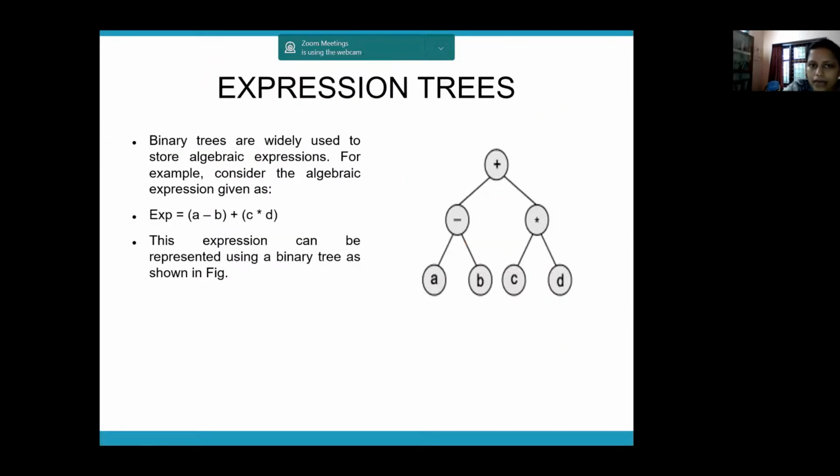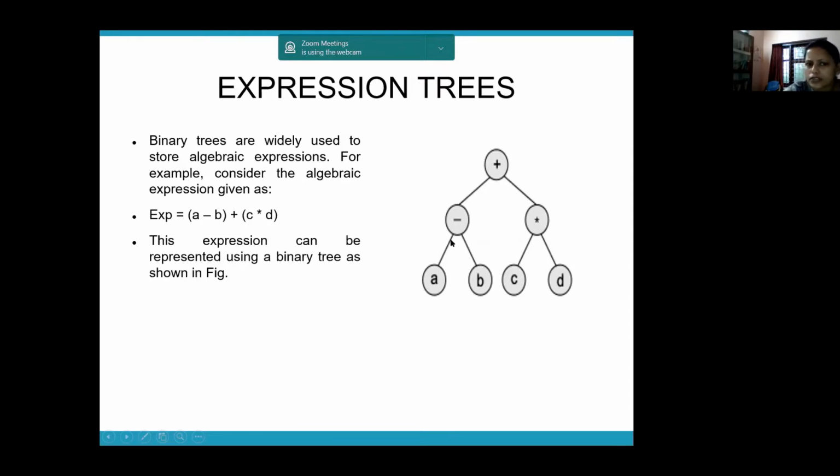Okay. The next type of tree is called an expression tree. Okay. What is an expression tree? As you can see in this figure, an expression tree is a tree which is used to store mathematical expressions. Okay. So you can see here, this particular expression tree stores the mathematical expression A minus B plus C into D. Okay, so you can see that the interior node stores the operators and the leaf node stores the operands. Okay, so A minus B plus C into D. This is the mathematical expression that is stored in this tree.